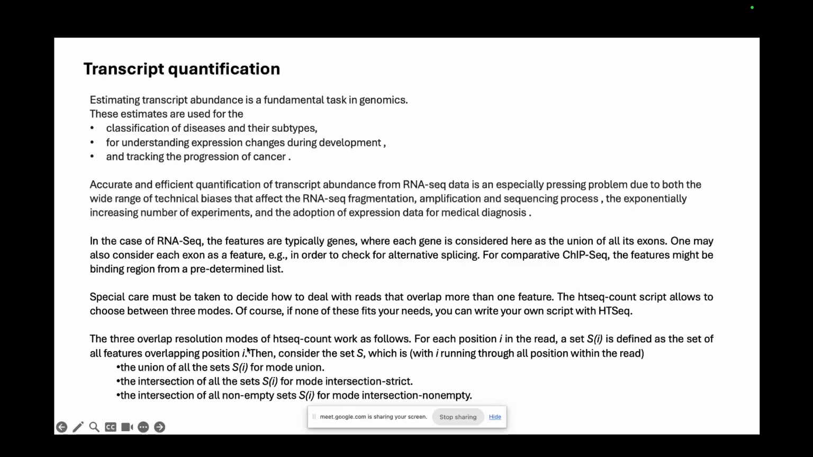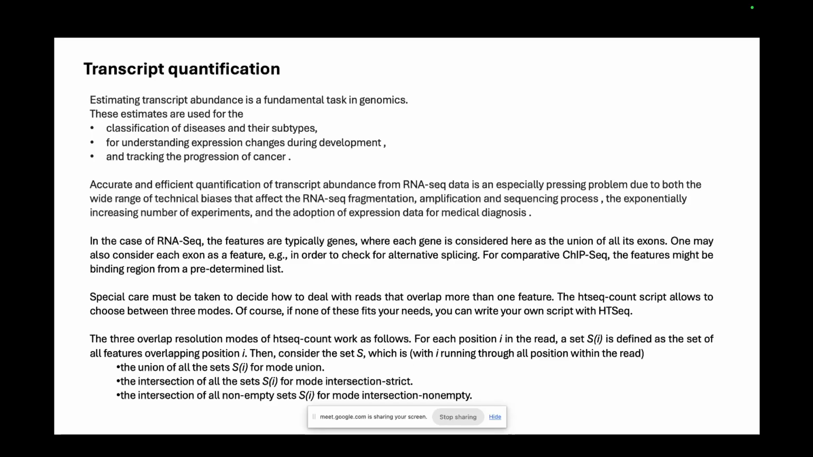So the three overlap resolution modes of HTSeq-count work as follows. For each position in the read, a set S is defined as the set of all features that are overlapping that position. So you have one position, and then you take all the transcripts that are overlapping that position as a set, and then consider the set S, with i running through all the positions within the read. Firstly, the union of all sets S_i for mode union.